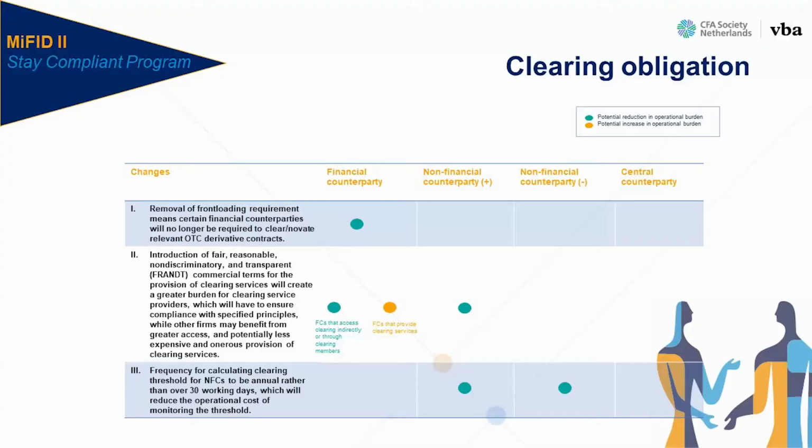This classification determines the set of obligations that apply to an entity. Financial counterparties, also known as FCs, are broadly defined as entities authorized under one of the European Union Financial Services Directives. Examples include a MiFID authorized investment firm or a bank. Non-financial counterparties, also known as NFCs, are defined as entities established in the European Union that is not an FC. An example of an NFC is an airline company hedging its exposures.